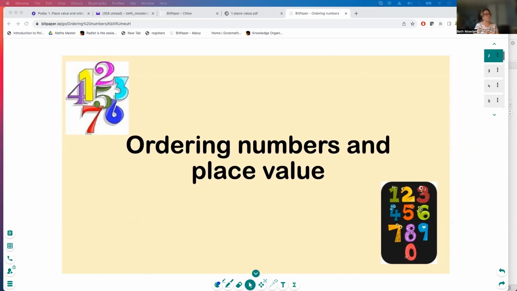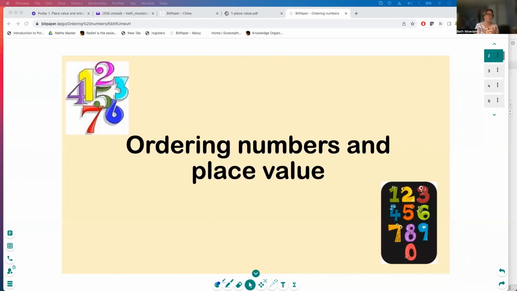Now, ordering numbers and place value are some of the key core parts of maths. If you don't have a firm grip on this to begin with, you are likely to struggle with some of the harder aspects of GCSE Maths. So although this is a fairly simple lesson, you've got to get a good grip on this because it will affect your being able to do your four rules of multiplying, adding, subtracting, all of that.